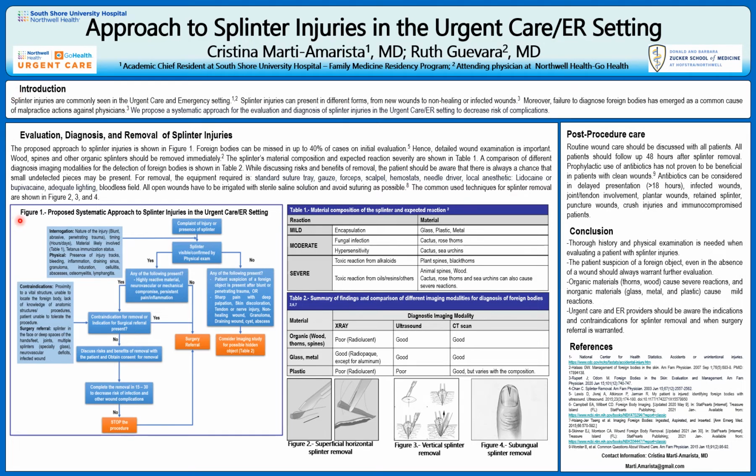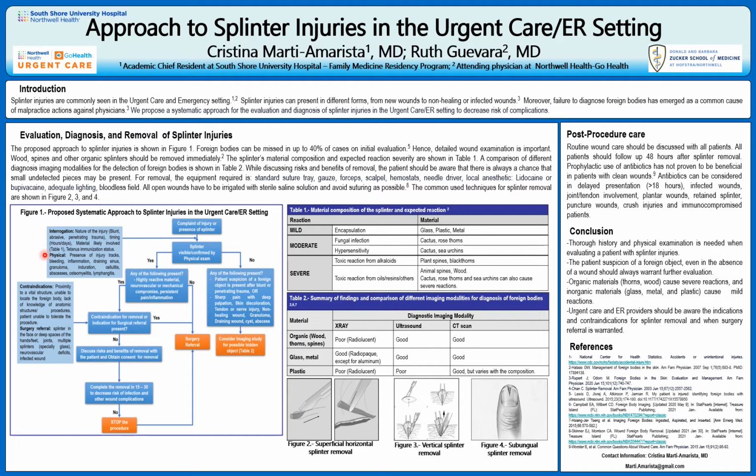Shown in Figure 1 is the proposed systematic approach for splinter injuries. It all begins with the complaint of an injury or the presence of a splinter. You need to complete a physical and thorough interrogation, keeping in mind that up to 40% of cases of foreign bodies are missed on initial evaluation. On interrogation, you need to determine the nature of the injury. Is this blunt trauma, abrasive trauma, penetrating trauma? The timing, the material likely involved, and the tetanus immunization status of the patient.